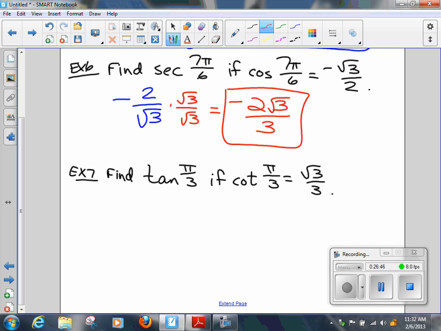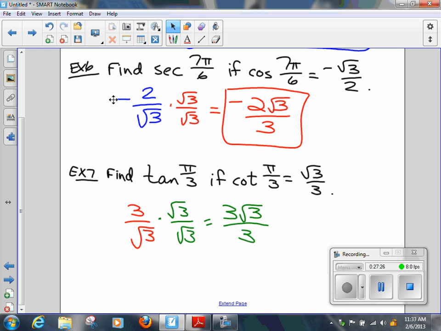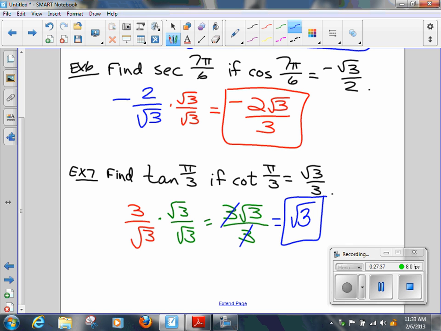Good. What do I do for the next one? How do I find tangent of pi over 3 when the cotangent is √3 over 3? What do I do? Come on. Flip it. 3 over √3. What do I do? Rationalize. And I'm actually multiplying by what number? It does equal 1, but why do I multiply by 1 in this form? Doesn't change the value. Very good. Multiplying by 1 never changes the value. Is that it? Mark them all out? No, just the ones on the outside. Why? It's in the house. It's protected. How many of you had √3?